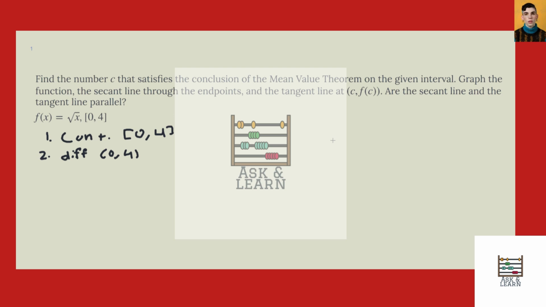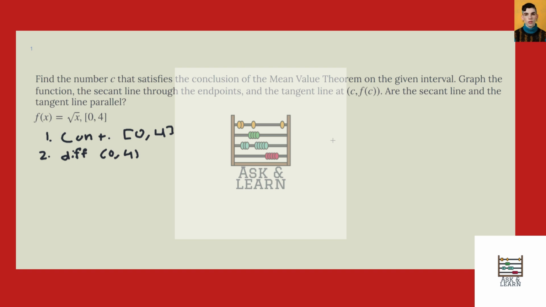Okay, the question is asking us to find the number c that satisfies the conclusion of the mean value theorem on the given interval. And then it asks us to graph the function, the secant line through the endpoints, and the tangent line at c, f of c. And it's asking us, are the secant line and tangent line parallel?